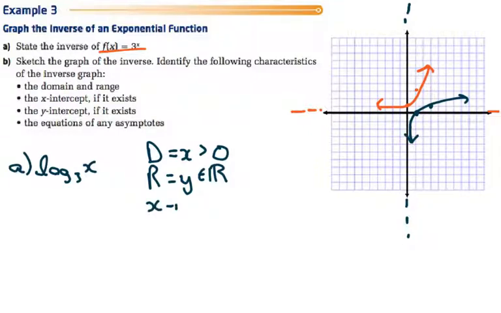The x-intercept is at 1. The y-intercept does not exist because of that vertical asymptote. And the equation of the asymptote is x equals 0.